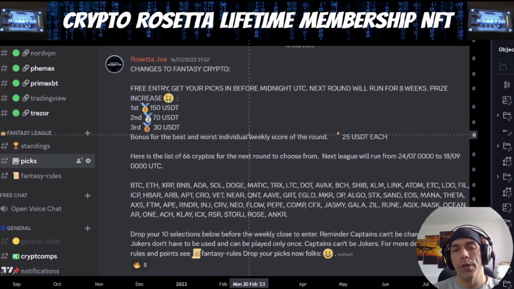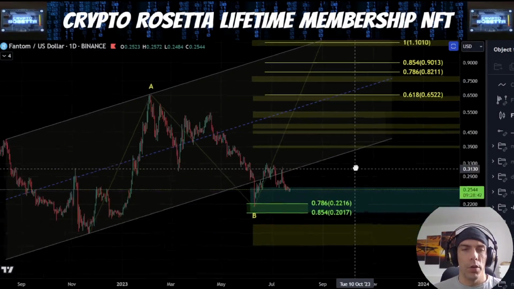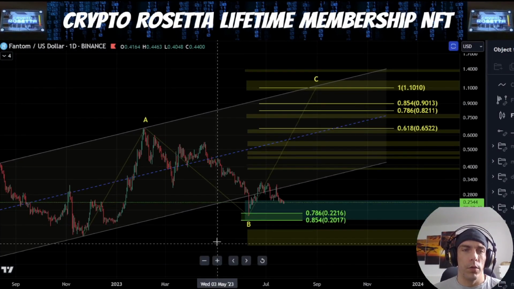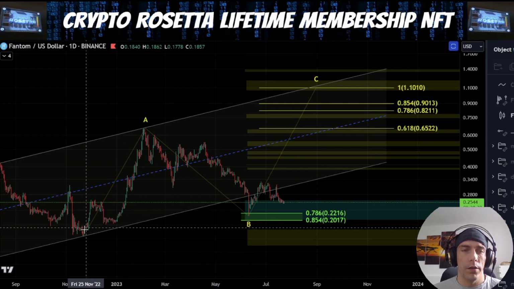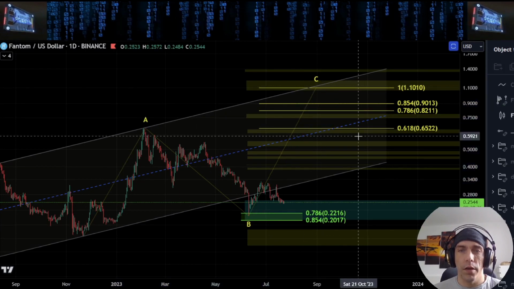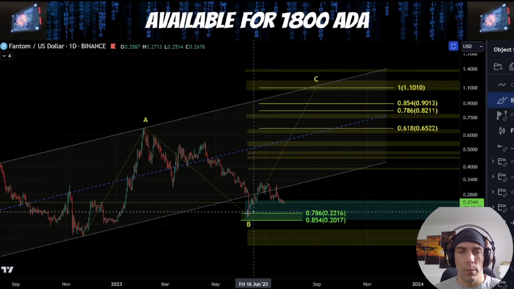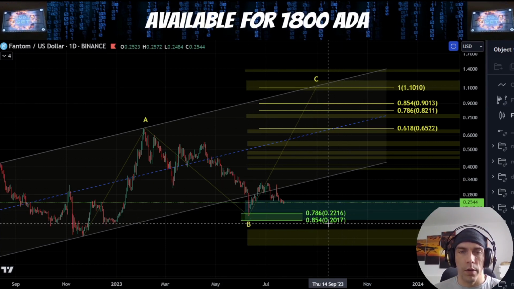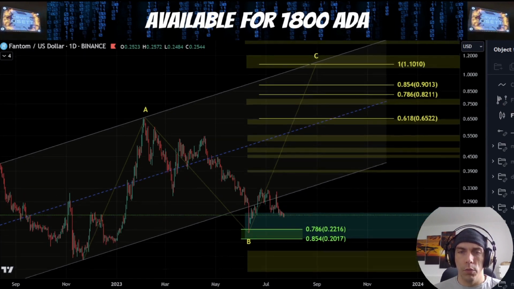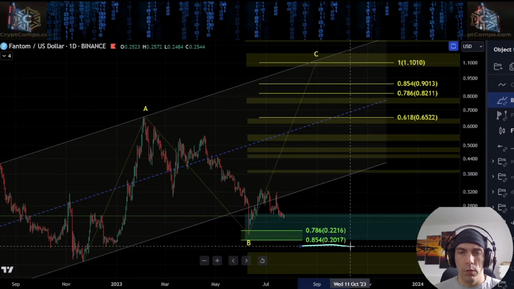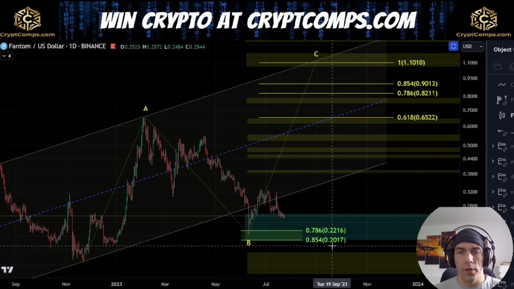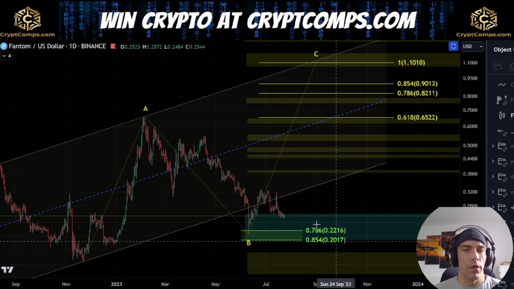Okay, so let's get into the charts and see what's going on. We're going to go over the two ideas that we are looking for here. The idea for continuation to the upside is that we could potentially be looking for the C wave to the upside. We have come down already towards this 0.786. Now if we do push down a little bit lower, we don't really want to lose this 0.854, which is sitting here at this 20 cent 17.